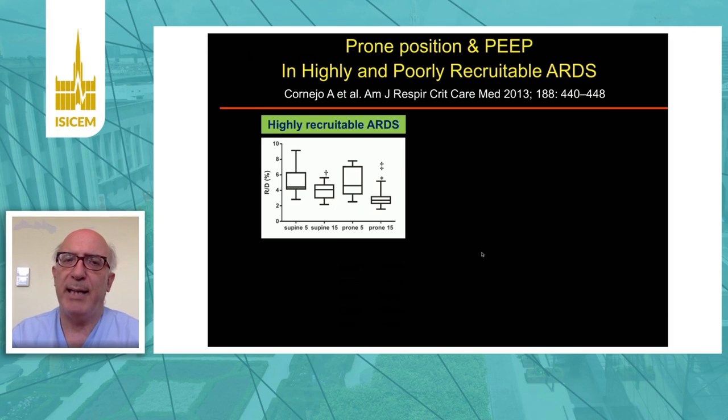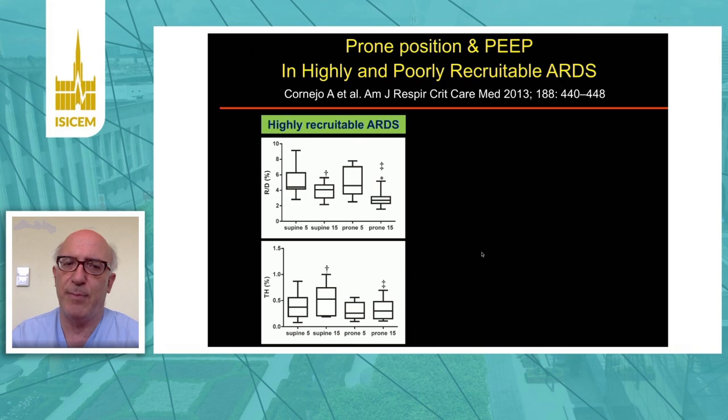So if we compare the highly recruitable ARDS patient, as you can see here, the amount of recruitable and non-recruitable lungs, so the opening and closing, may be minimized, especially when we increase the level of PEEP, but even more when we further increase the level of PEEP in prone position. And also the amount of overinflation is minimized mainly when we use prone position and higher level of PEEP, while it is increased when you use higher PEEP in supine position.